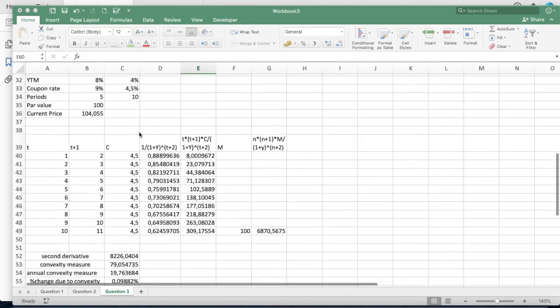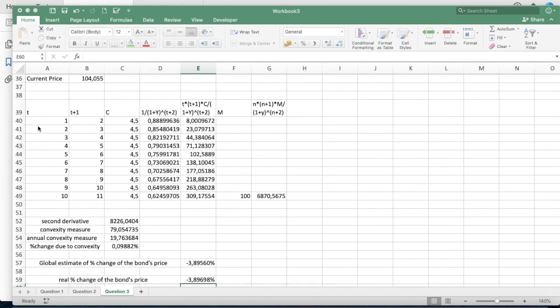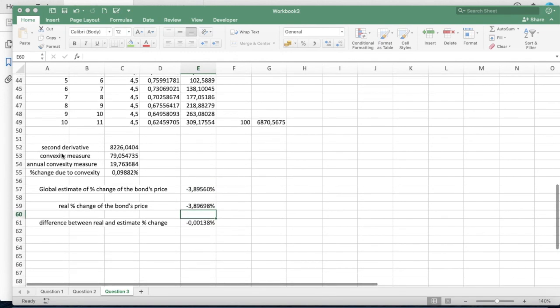Bond B, right? So we'll use the same technique, except that now we'll have to treat 10 periods instead of 4. So these are the second derivative, the convexity measure, the annual convexity measure, and the percentage change due to convexity. Now if we add this percentage change due to convexity to the percentage change due to duration, the global estimate is equal to minus 3.8956, which is very close to the real percentage change.